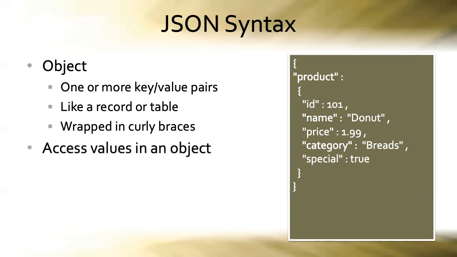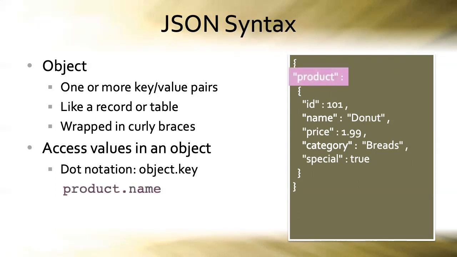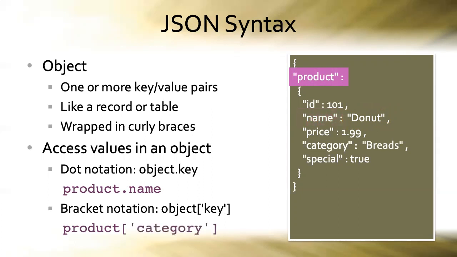We can access values in an object using one of two notations. The dot notation lets us specify the path to a data value like this: object name dot key, which in this example would return donut. The bracket notation, on the other hand, puts the key in square brackets and single quotes. This example returns breads. I recommend using dot notation, except when there's an actual dot in a key name. Then you must use the bracket notation.